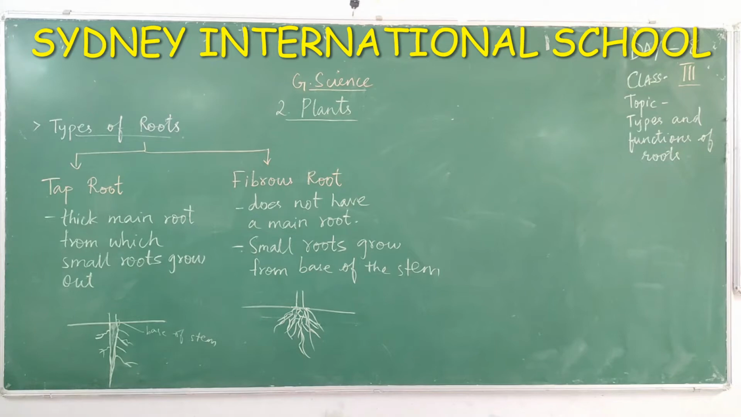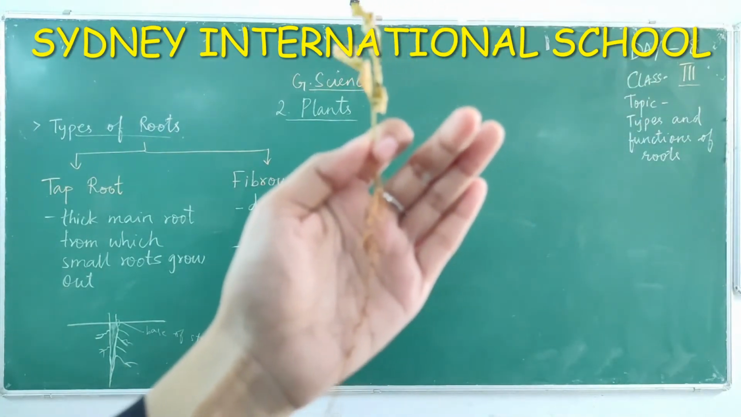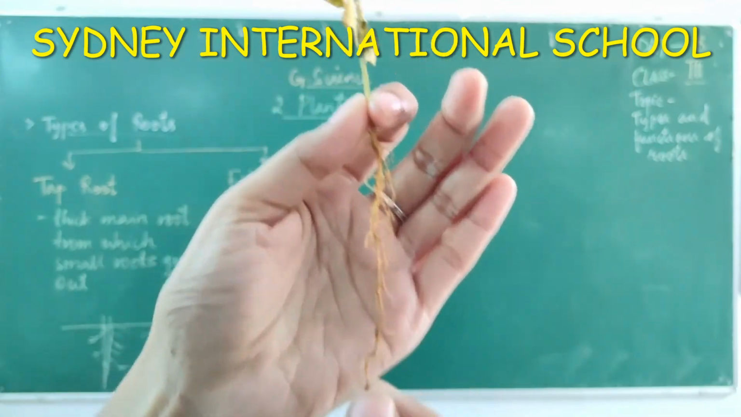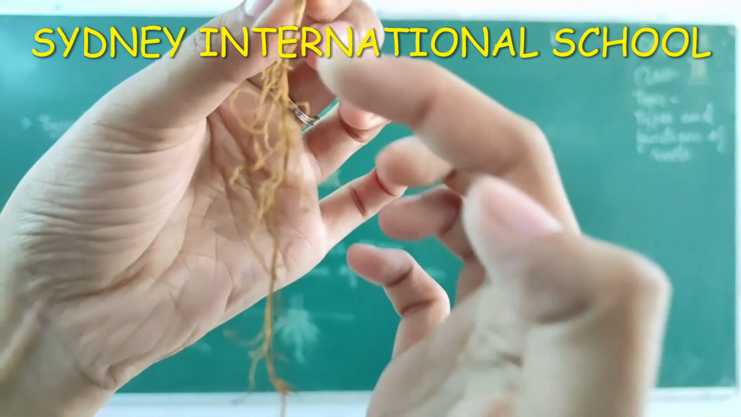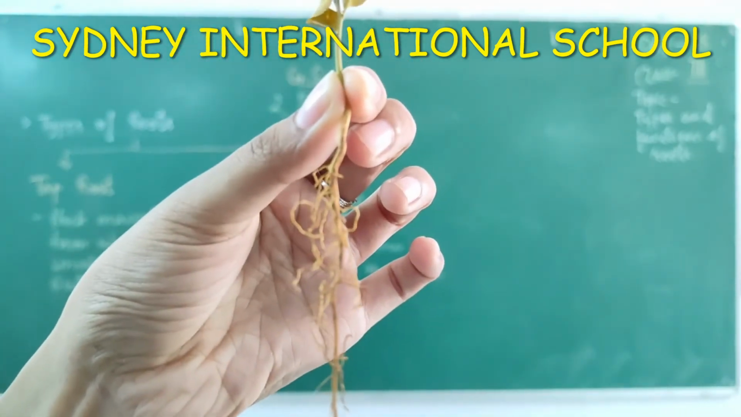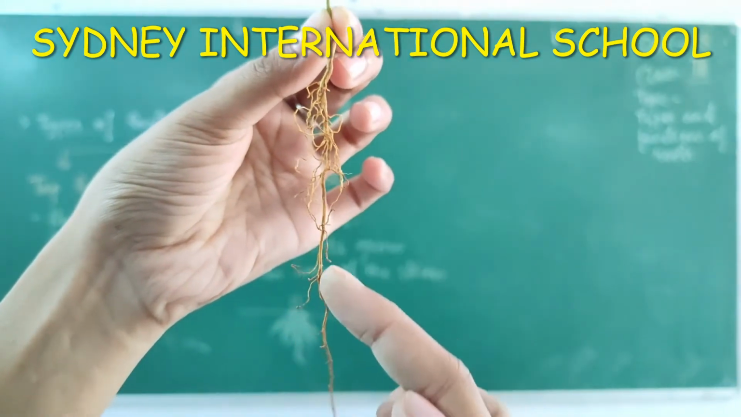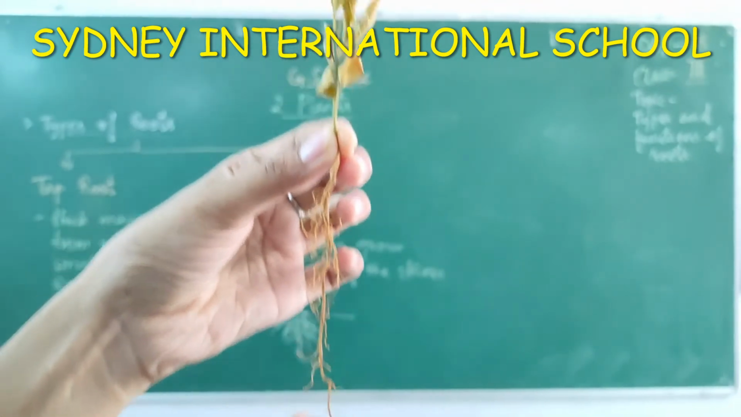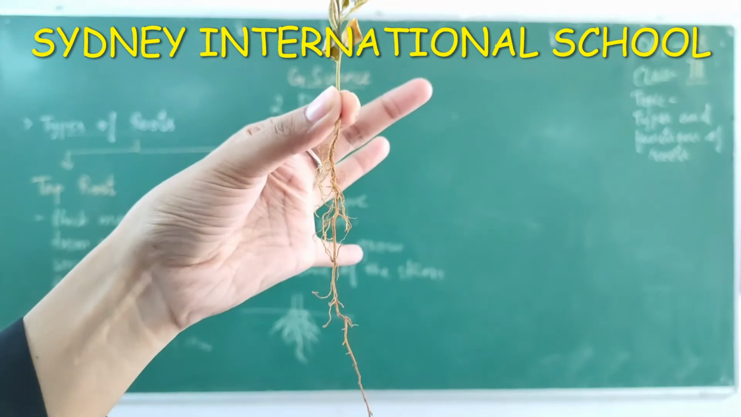Now, I'll just show you one live example. See here. Are you able to see? See, this is the root. I hope you can see. This is the base of the stem. From that base of the stem, a long line is going. This is the main root. This is the whole plant. Where I am holding is the base of the stem.